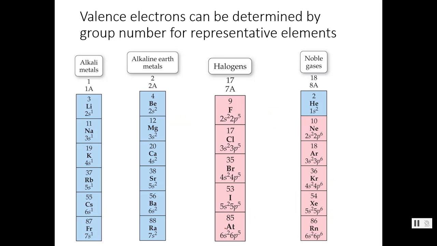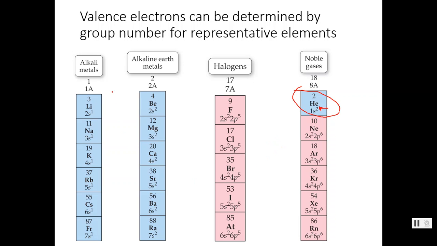What's nice about those elements is that the number of valence electrons is equal to their group number. The one exception is helium. We put helium as a noble gas in group 8A, but it only has 2 valence electrons. But for all the other elements in main groups, meaning groups 1, 2, skipping the middle transition metals, and groups 3 through 8, the number of valence electrons is equal to their group number.